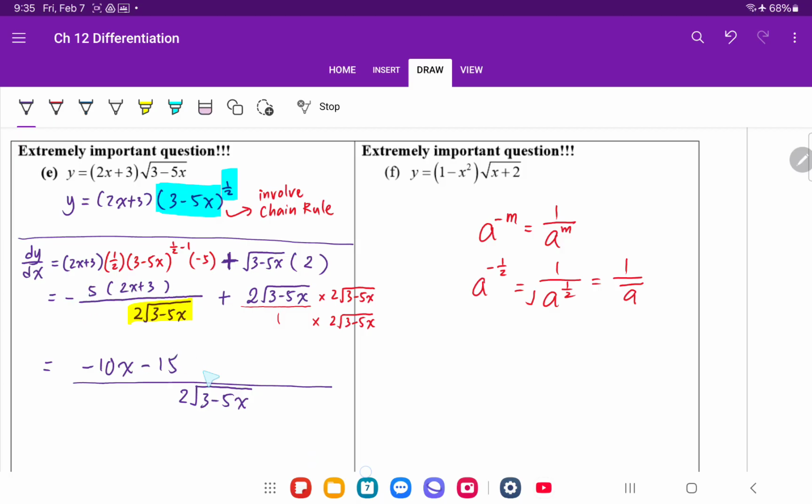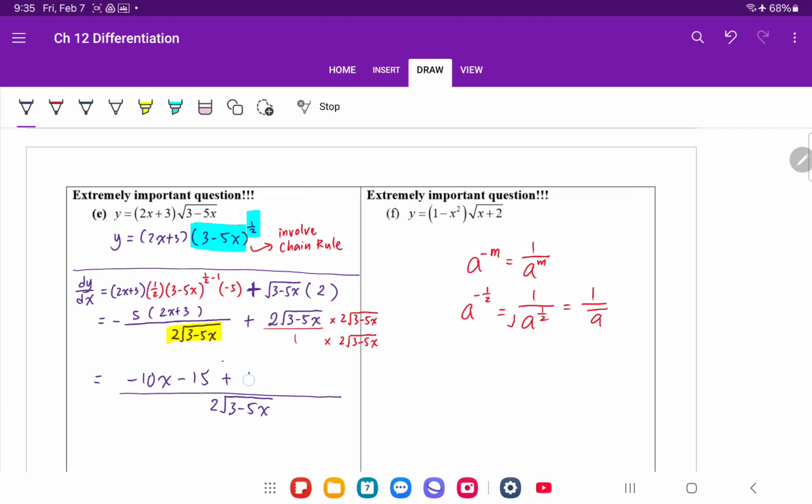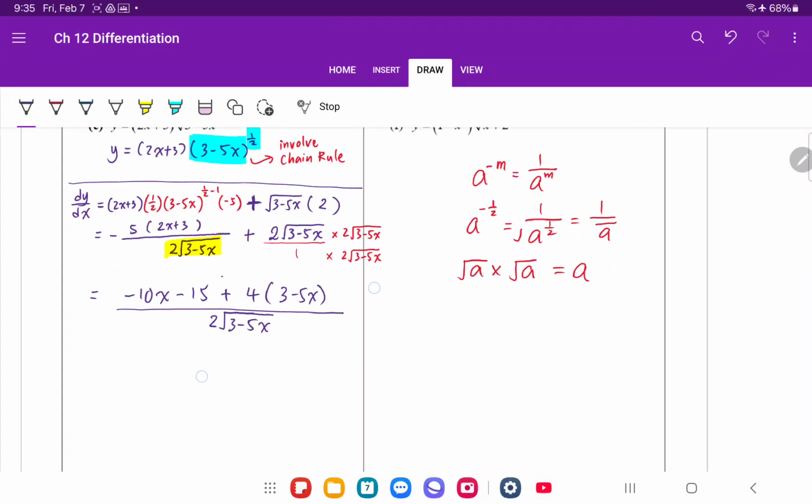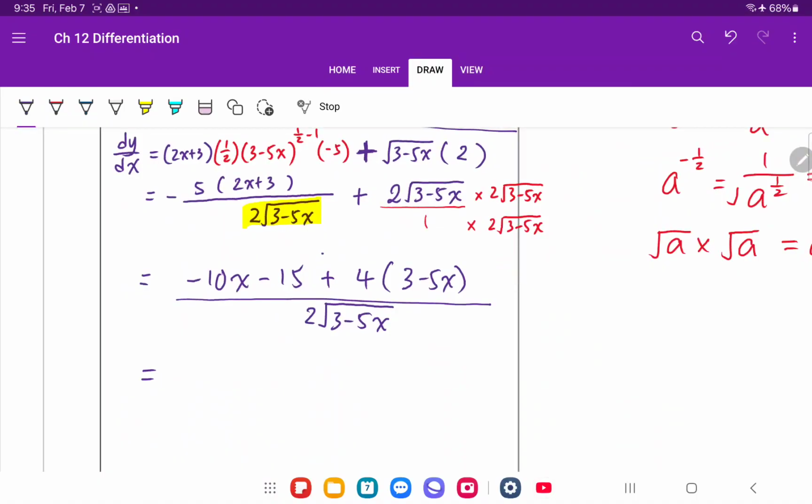Now, second term, let's do carefully. 2 times 2 is 4. Square root of something times itself. Recall from the chapter on surds. Square root a times square root a equals to itself without the square root. So what I'm left with is a bracket of 3 minus 5x. Now, after this, I can simplify the numerator. So negative 10x minus 15 plus 12 minus 20x.